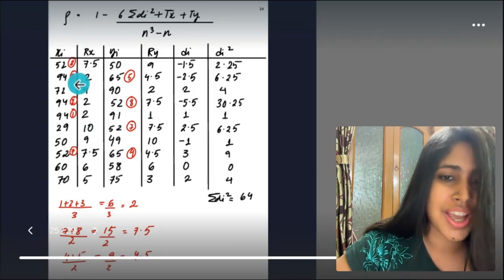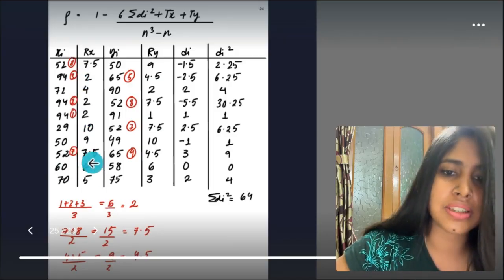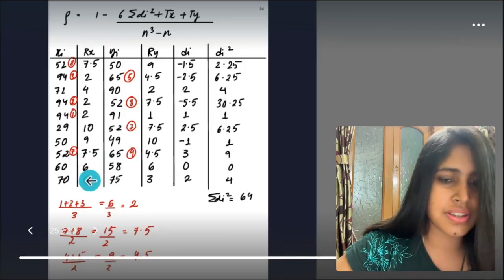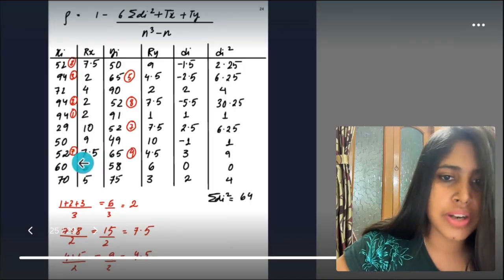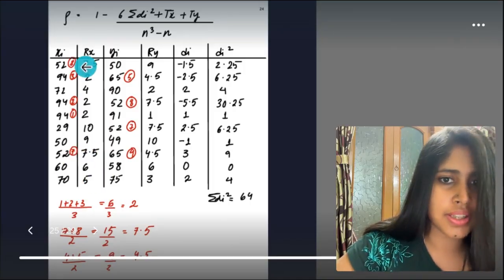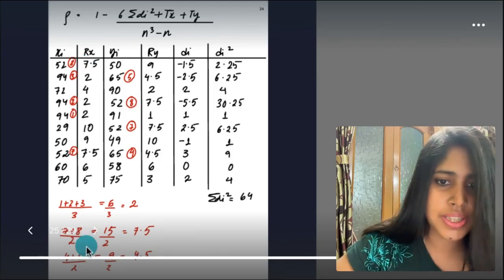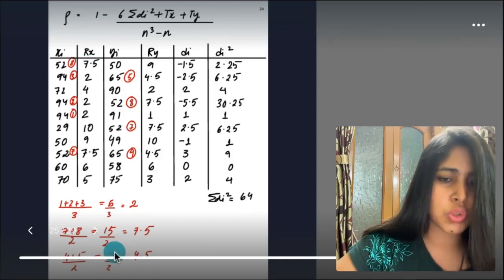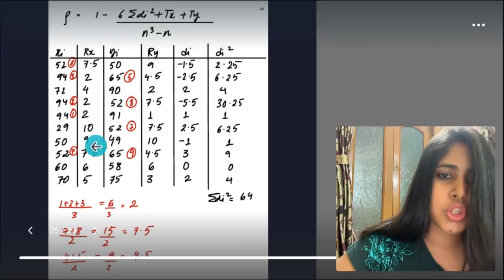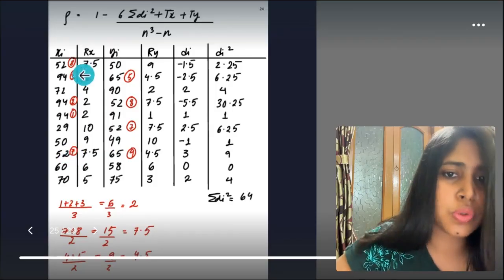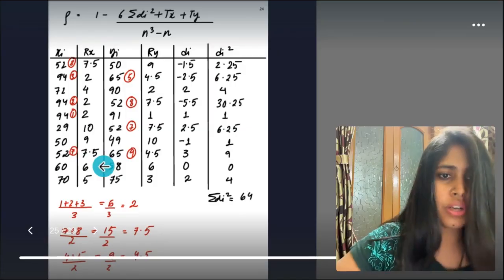We have two values. So how will we calculate it? Again, the last rank we used was 6. So this we will rank as 7 and this as 8. Now average it: 7 plus 8 by 2 is equal to 15 by 2, which is equal to 7.5. So we give the rank of 7.5 to both 52 and 52.